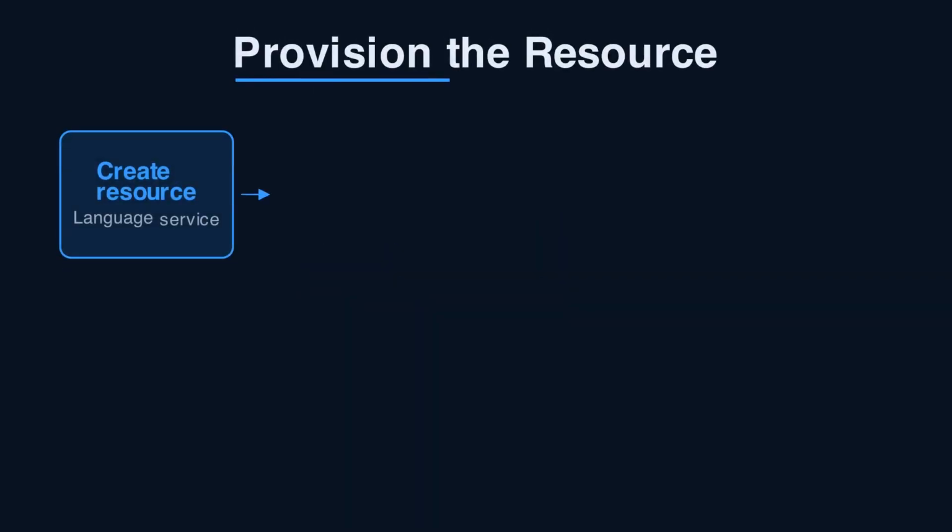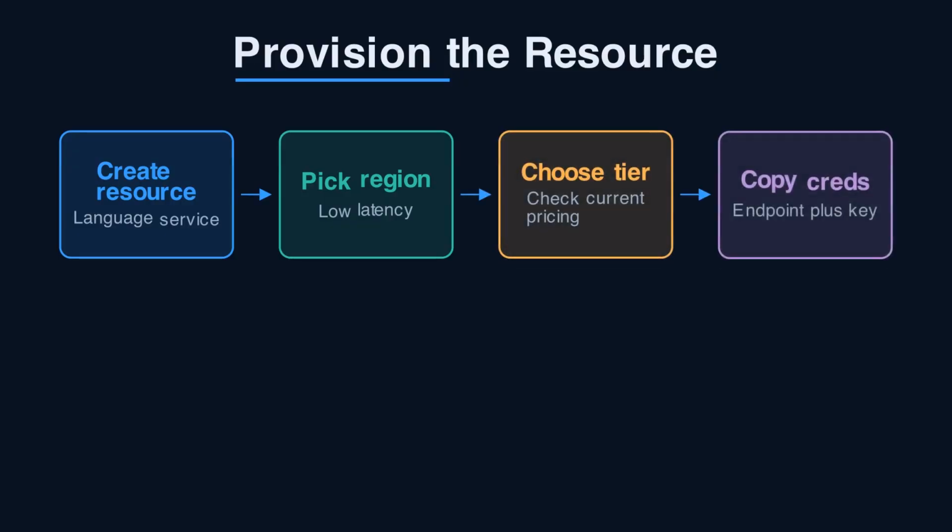First, create the resource. You can create a standalone language resource or a multi-service Azure AI Services resource if you want one key across vision, speech, and language. For just this task, the single language resource is cleaner. Pick a region close to your users, because latency matters on per-document calls. Choose the standard pricing tier, but check the current Azure docs for the free tier limits and per-thousand-record pricing, since those change. Once it's deployed, grab two things from the keys and endpoint blade: the endpoint URL and an access key. We'll feed both into the client next.